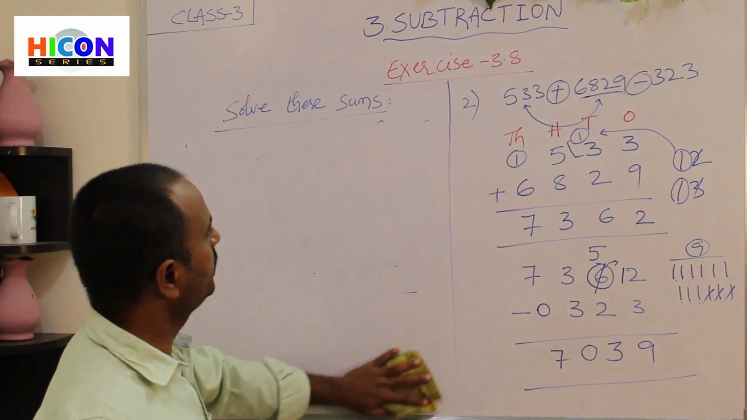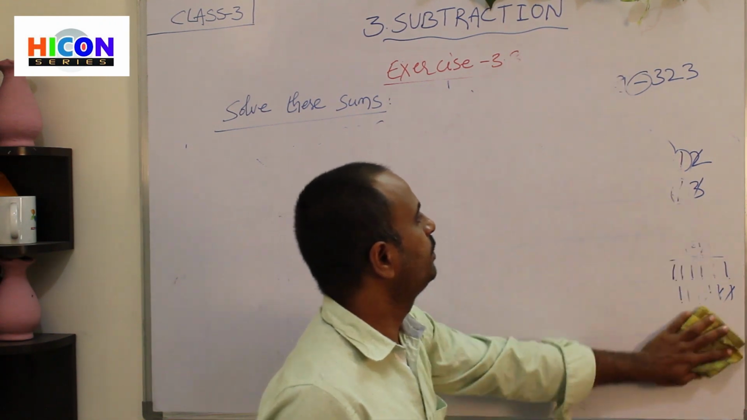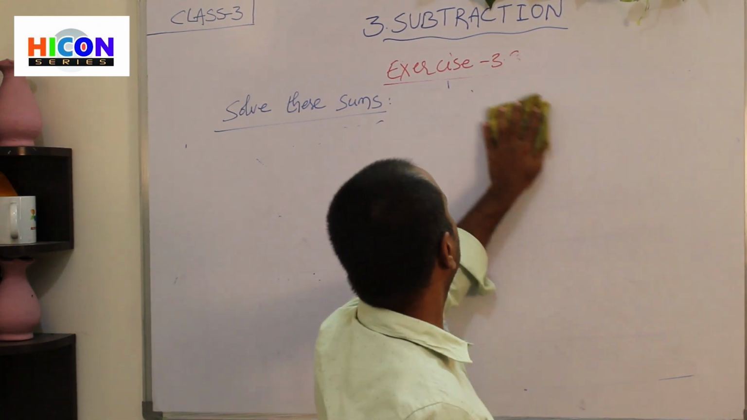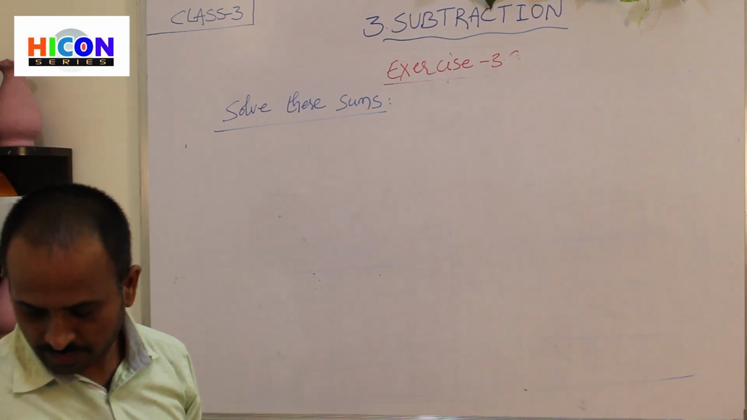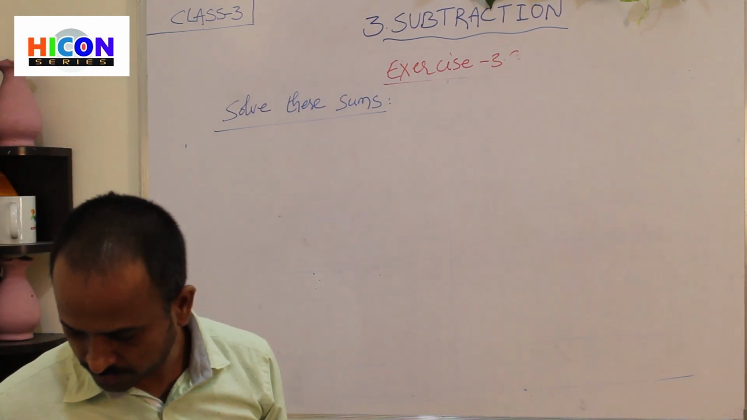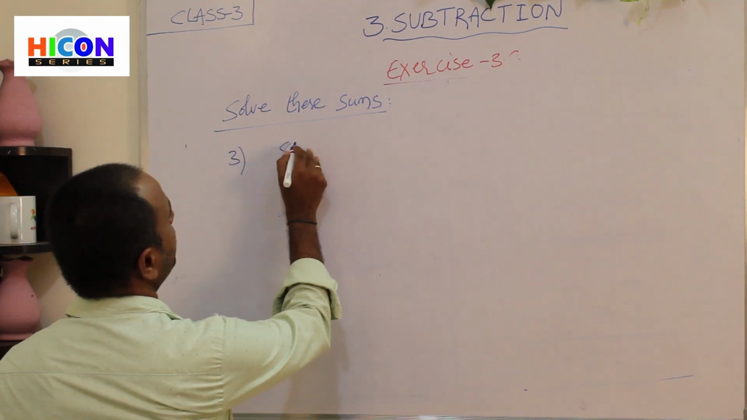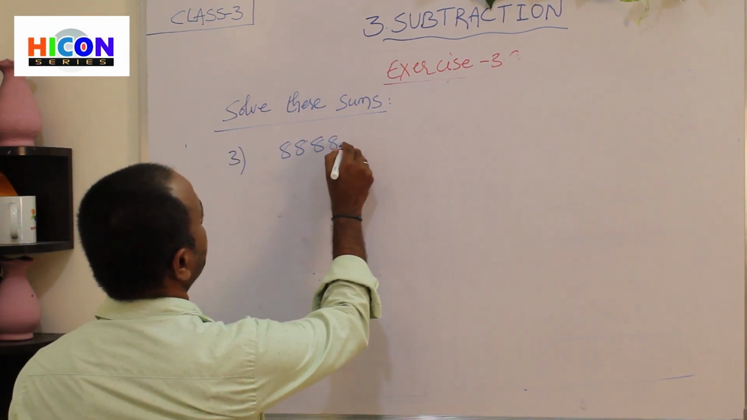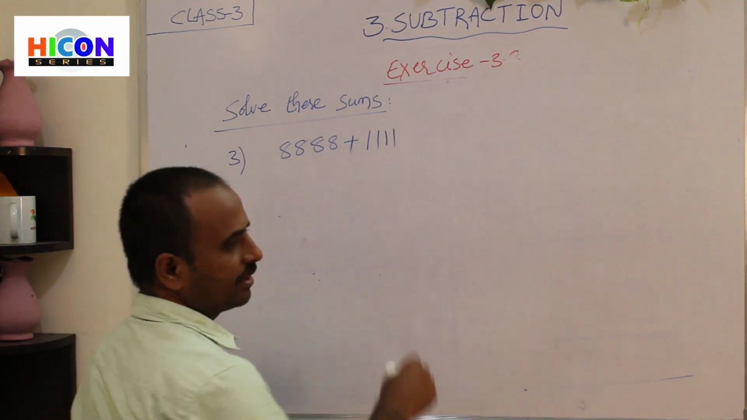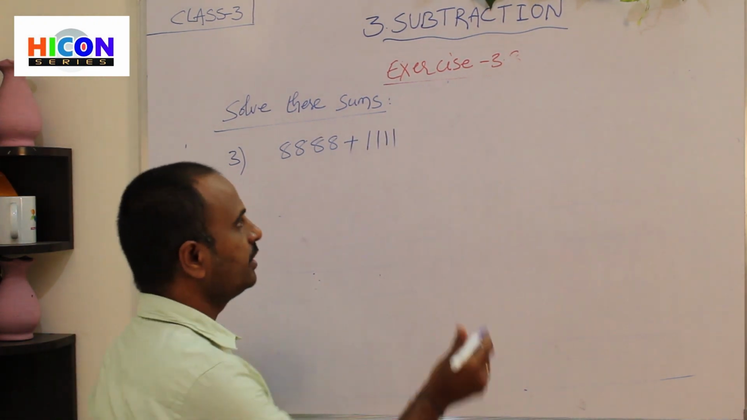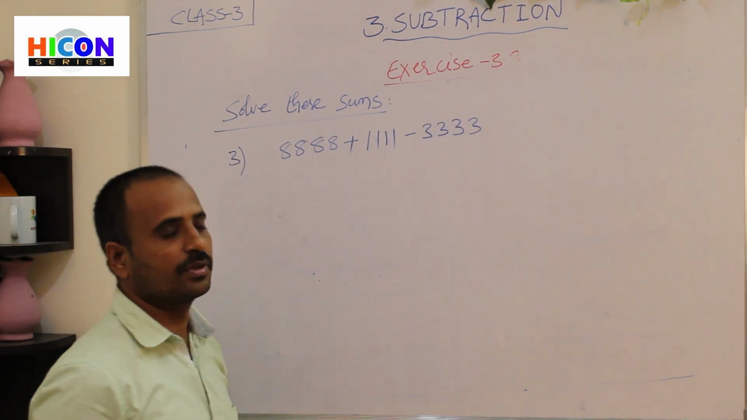So let us practice. Write the next problem here. So children, the next problem in this is 8888 plus 1111 minus 3333. So children, observe this problem.